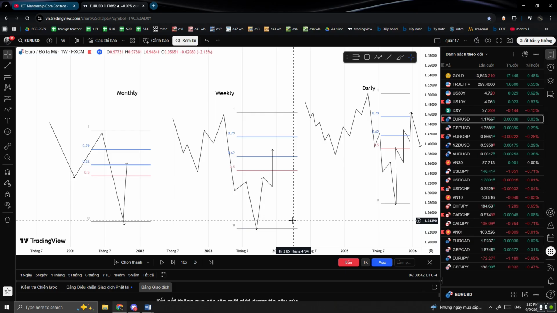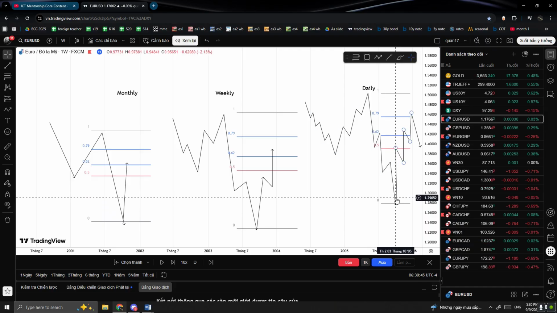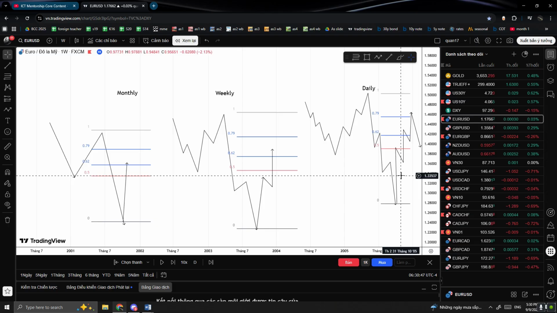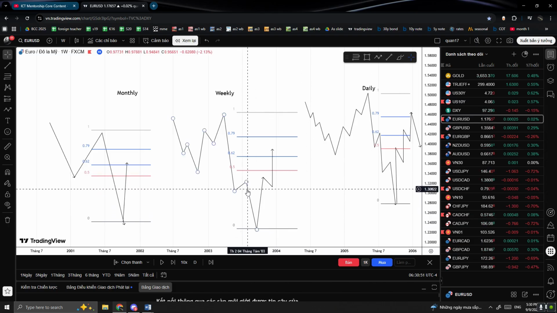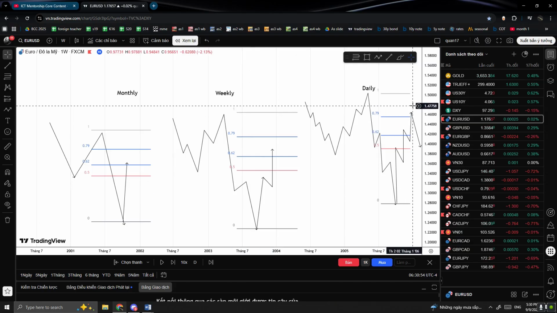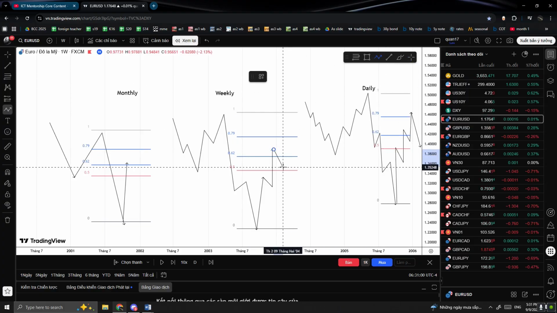Sorry if I just made you confused. In the original example that I've shown you, when the daily shifts up, it doesn't mean that the weekly is bullish. It must come to the premium of the weekly. So the same scenario happens here. When the daily shifts down, it doesn't mean that the weekly is bearish.